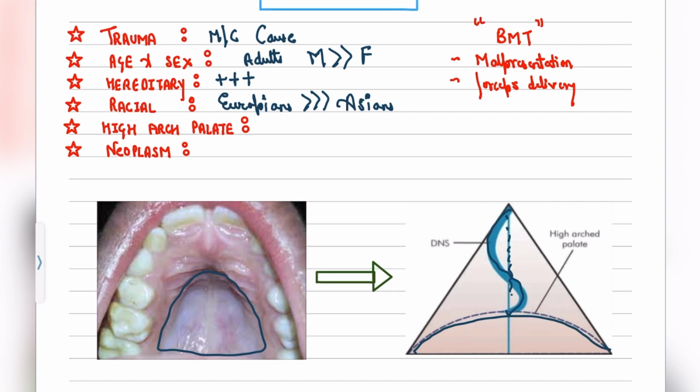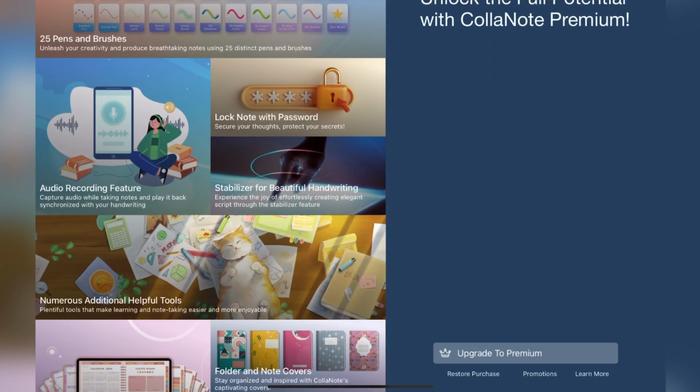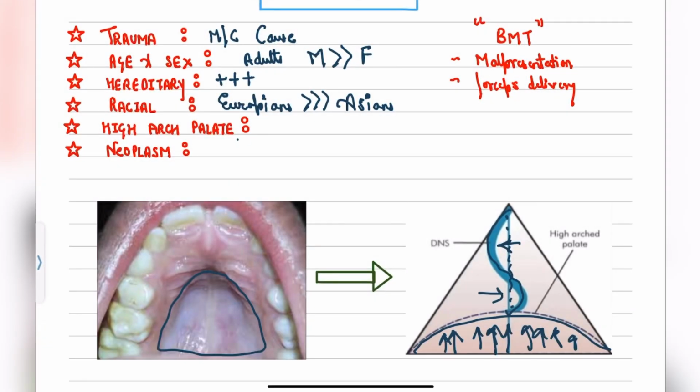Normally it should be straight, but as soon as the palate rises above, the septum is pressurized and leads to some sort of bending in its structure. So because of the excessive pressure of high arch palate, most probably adenoids in children, the septum gets deviated. So therefore high arch palate also leads to formation of deviated nasal septum.